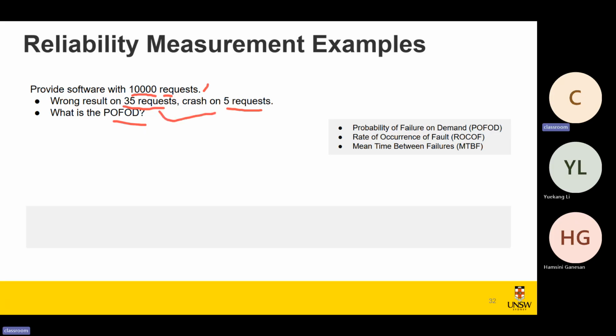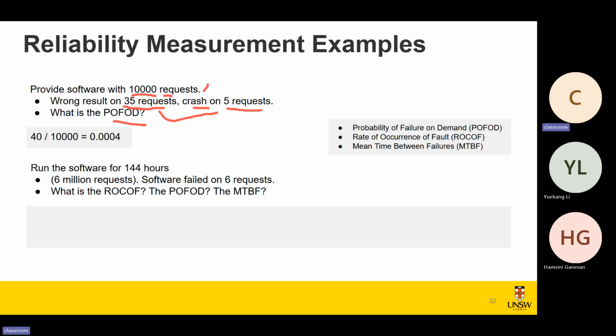Actually, both wrong results and crashes should count here, because we are not dealing with availability. So we should care about all types of faults. We just need to use 35 plus 5, which is 40, divided by the total number of requests. And that is very, very simple.